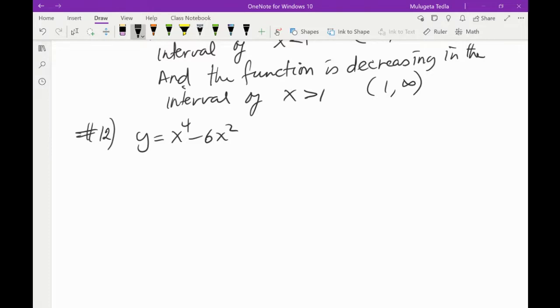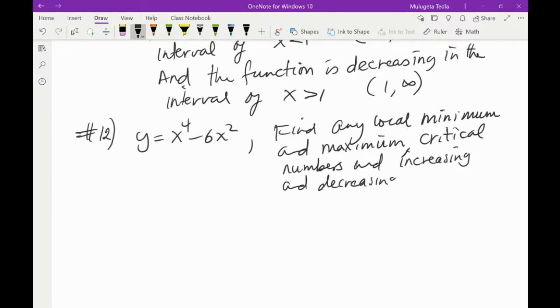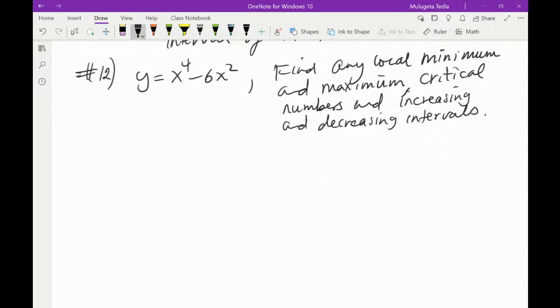The question, I want to make it bigger. So the question is find any local minimum and maximum, critical numbers, and increasing and decreasing intervals. So we're going to find all of this.